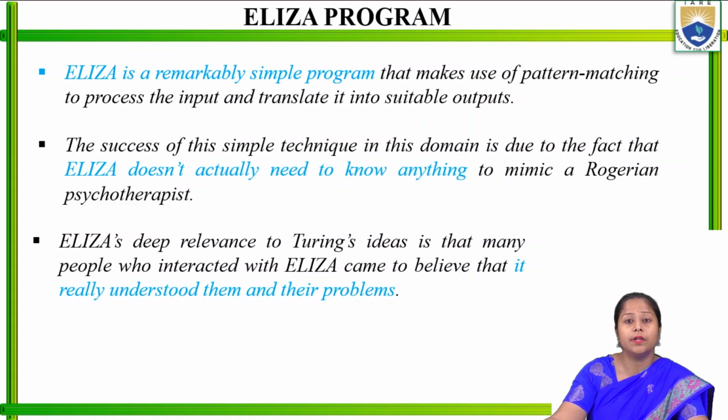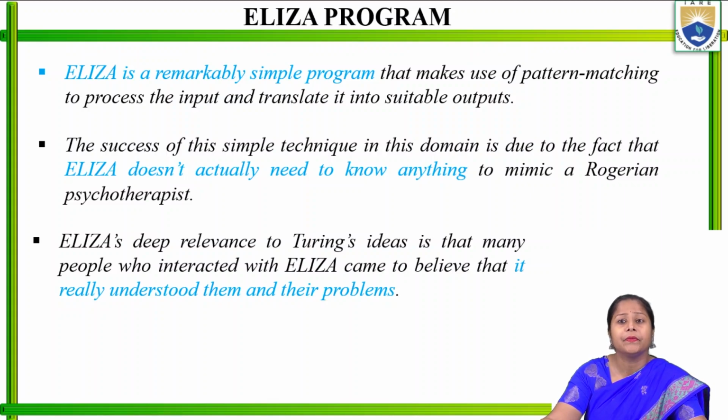ELIZA's deep relevance to Turing's ideas is that many people who interacted with ELIZA believed that it really understood them and their problems, interpreting them and giving the proper answers as outputs. People started to think ELIZA understood their problem, as they were asking as a customer, a patient, and the machine was giving the answers as a therapist.